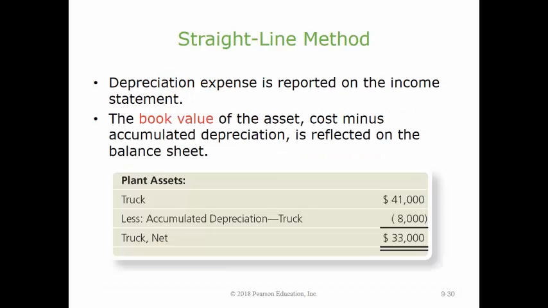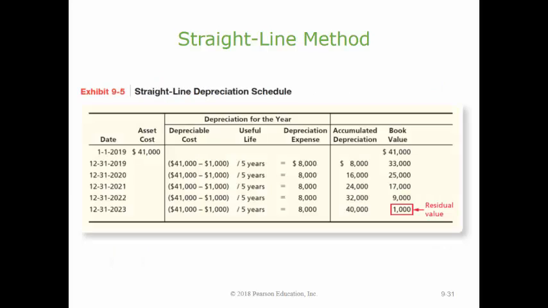Depreciation expense is reported on the income statement. Accumulated depreciation is a contra asset account that is reported on the balance sheet. The book value is a depreciable asset's cost minus accumulated depreciation. The book value is reported on the balance sheet. A straight line depreciation schedule for the truck is shown in Exhibit 9.5.